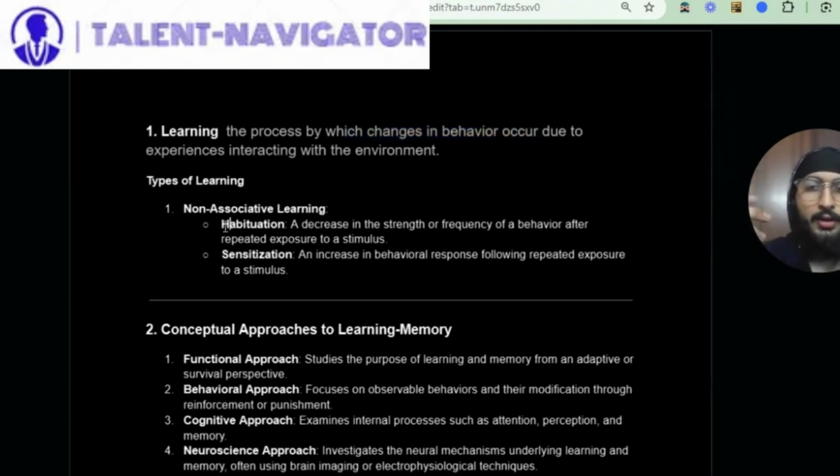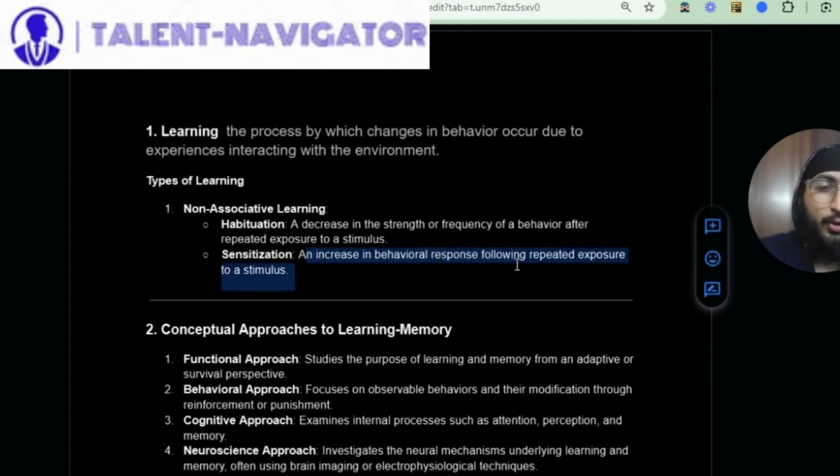Non-associative learning, firstly we have habituation. Habituation is basically a decrease in the strength or frequency of a behavior after repeated exposure to a stimulus. And the second one is sensitization, an increase in behavioral response following repeated exposure to a stimulus.